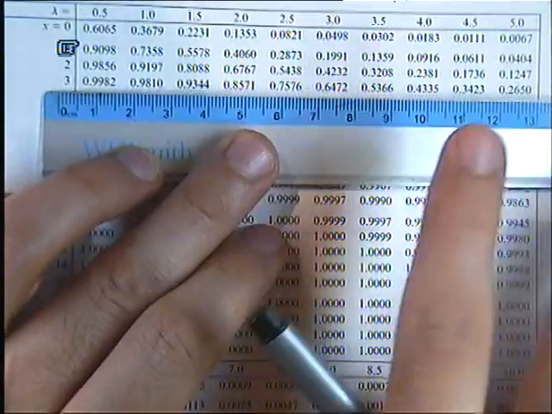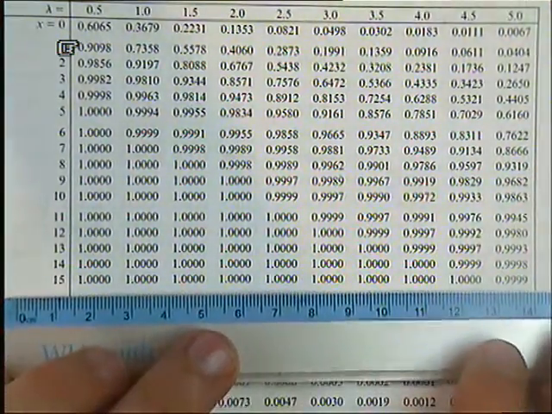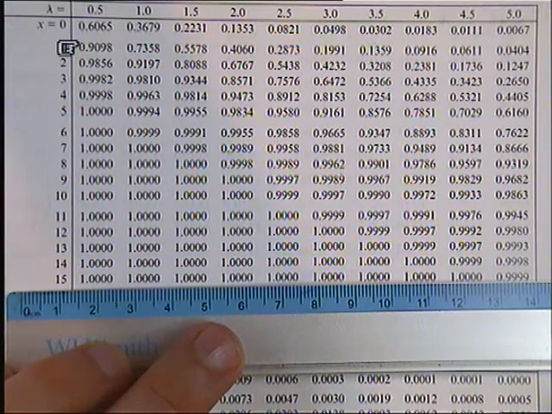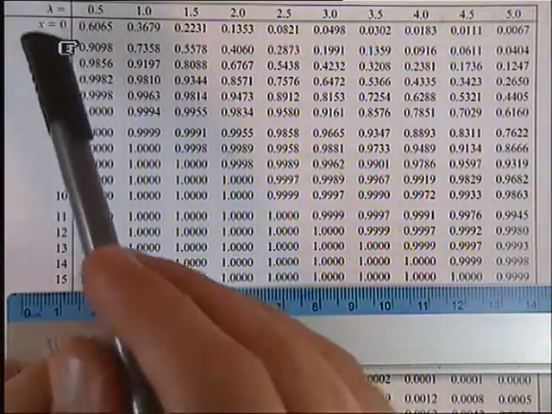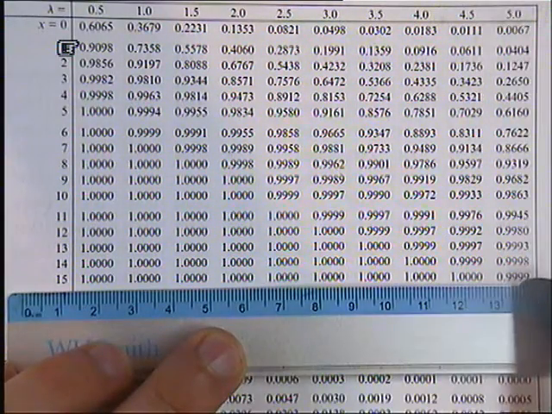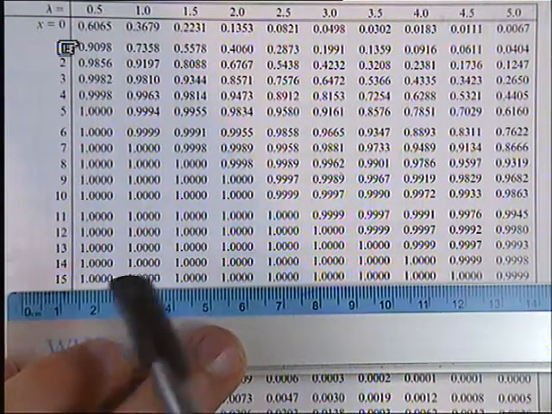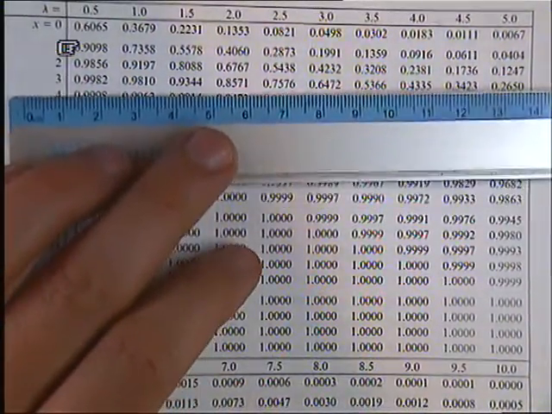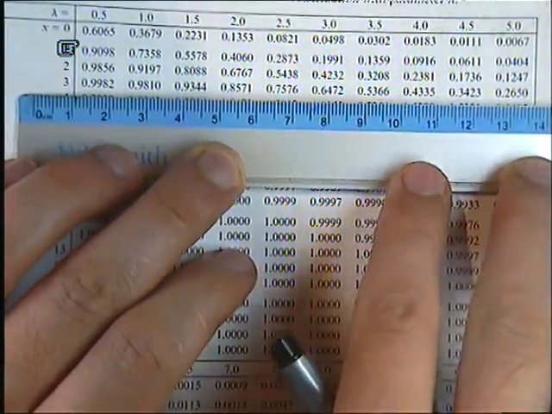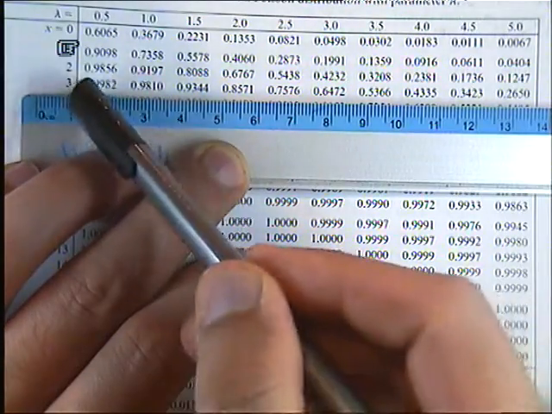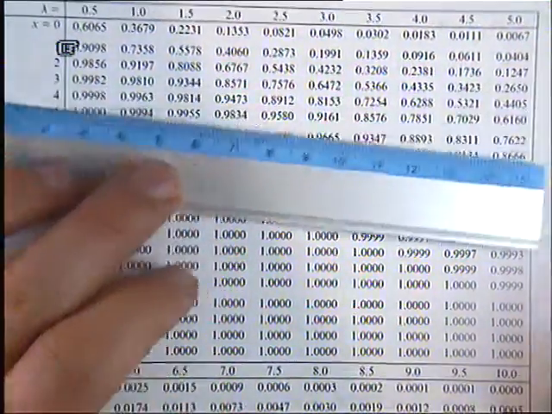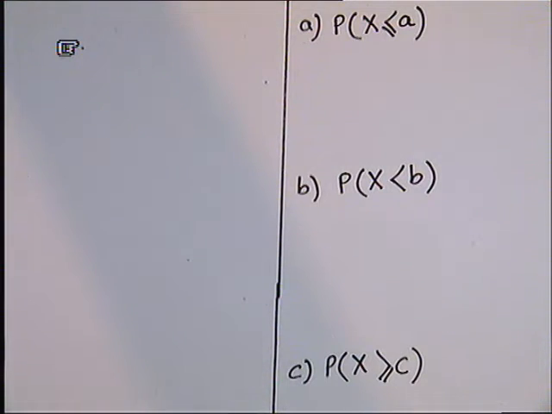For example, if it was X less than or equal to 15, rather than finding the probability of X equal to 0, 1, 2, up to 15, all we need to do is find the lambda from here and match it with the X value here, which is 15. So in our specific example, we've got lambda equals 5 and X less than or equal to 3, which is 0.2650. Okay, so let's go back to our example again.